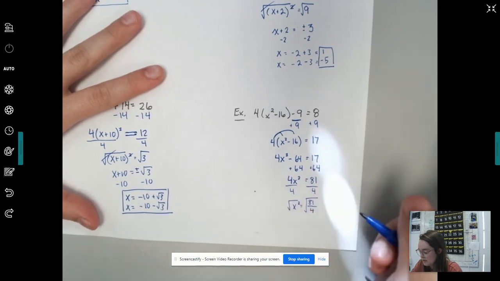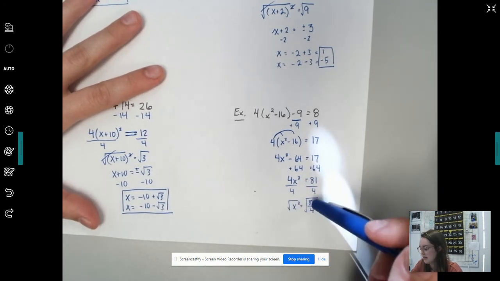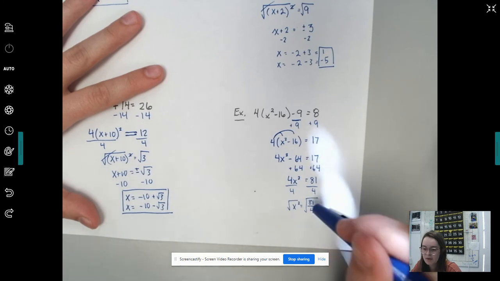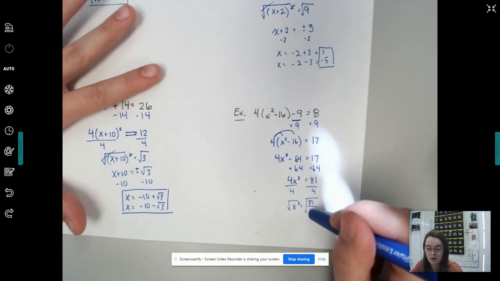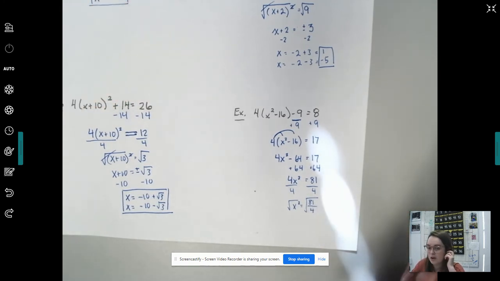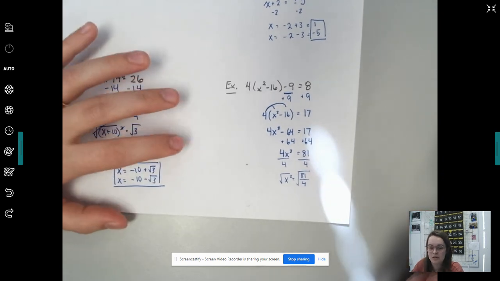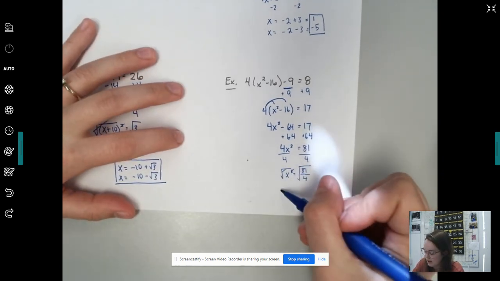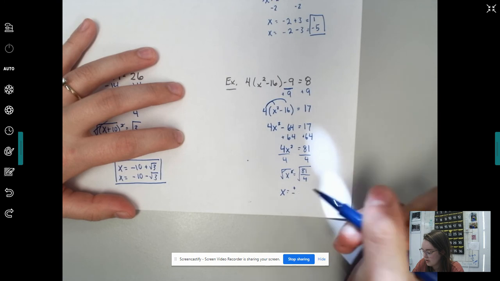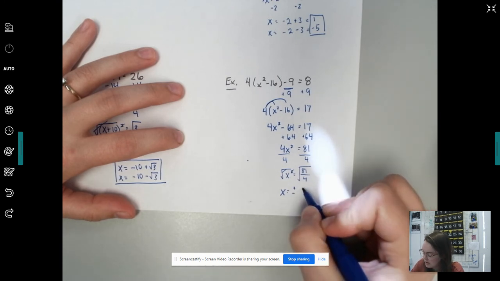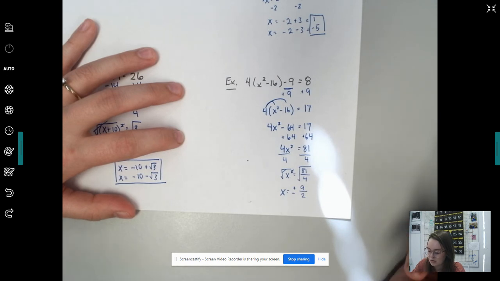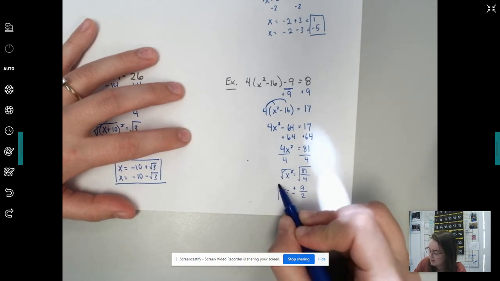Now remember, when we have the square root of a fraction, that's just like saying the square root of the top divided by the square root of the bottom, right? So we know that both of these are super pretty perfect squares. So we're going to say x equals positive or negative. Square root of 81 is 9. Square root of 4 is 2. So x equals plus or minus 9 halves.